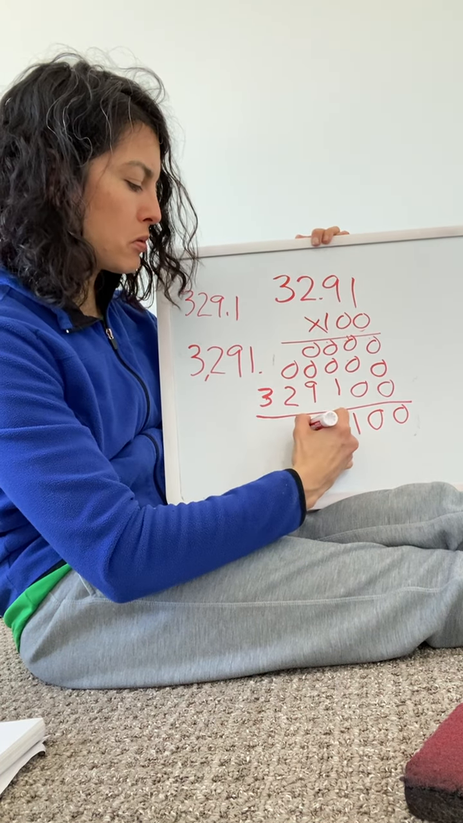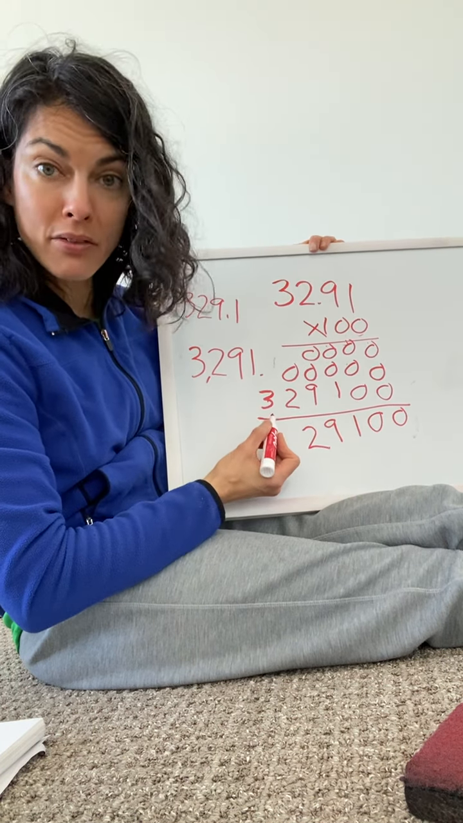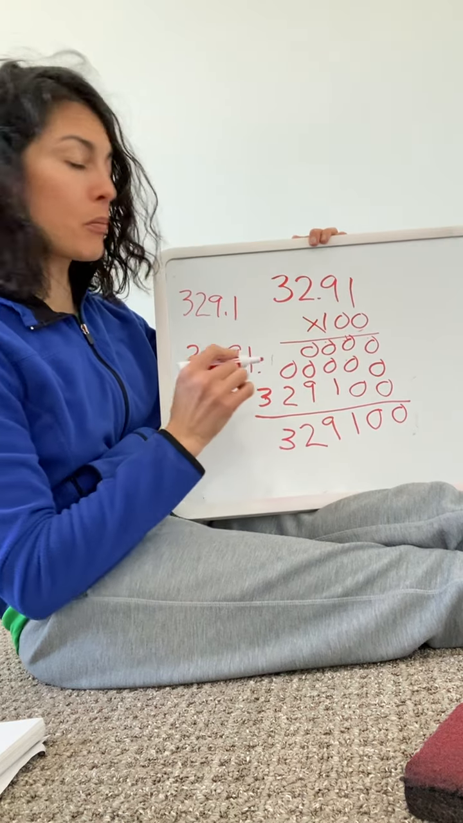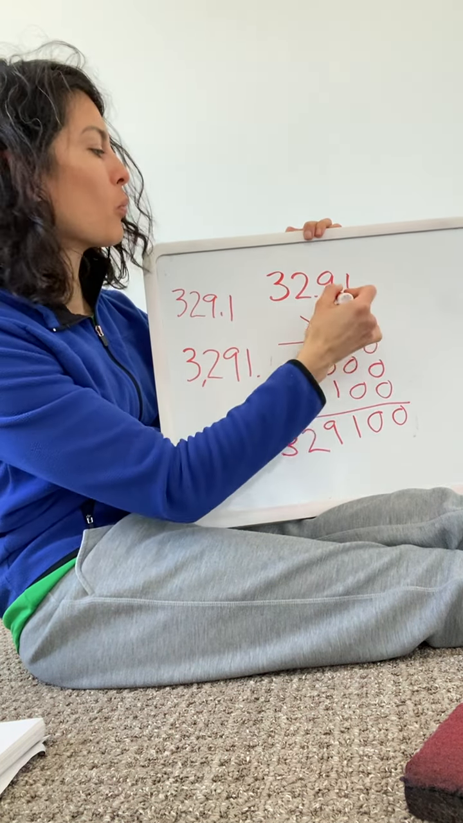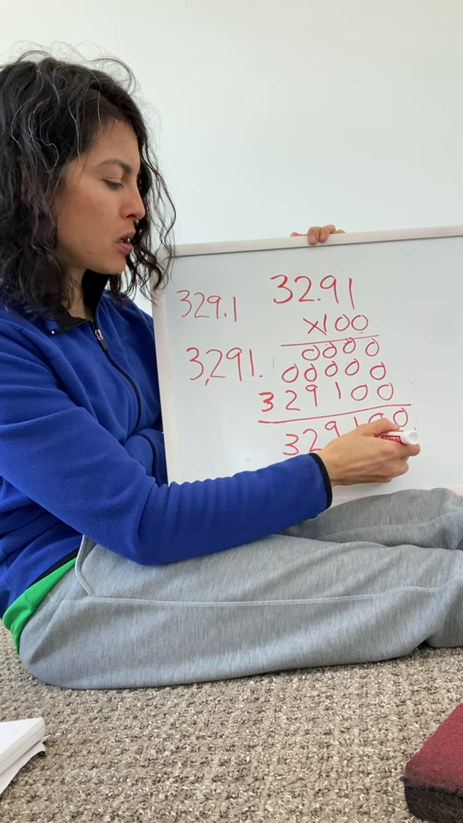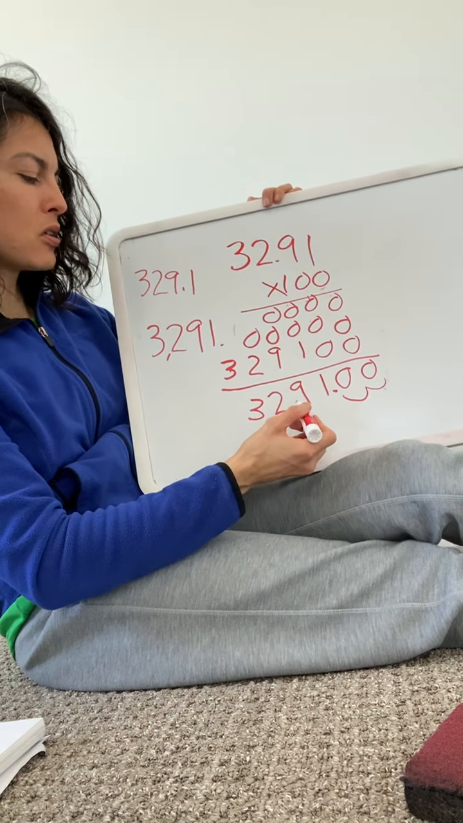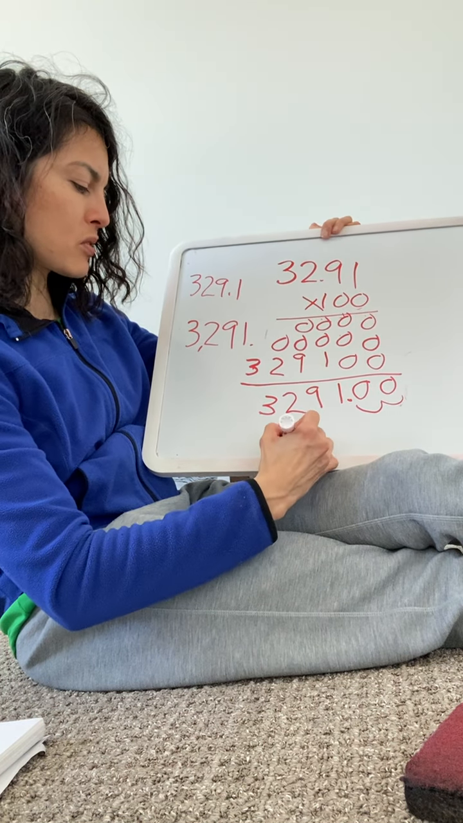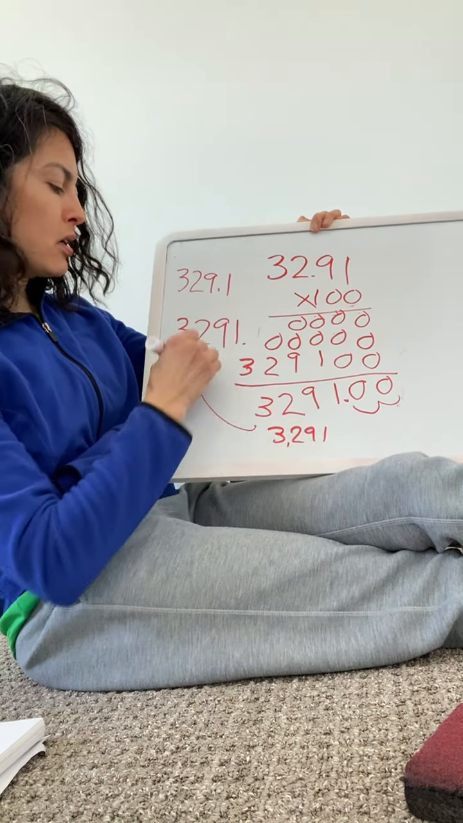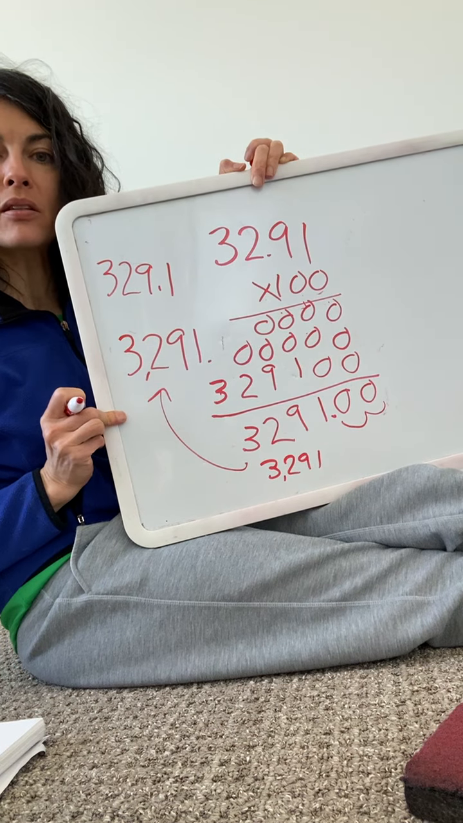0 plus 2, 2. 3 plus nothing, 3. How many digits to the right of our decimal up here in our multiplication problem? 1, 2. Our answer, 3,291.0, which is the same as 3,291. It worked as I predicted.